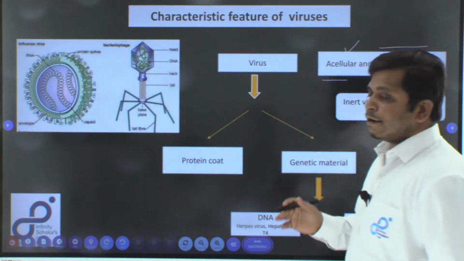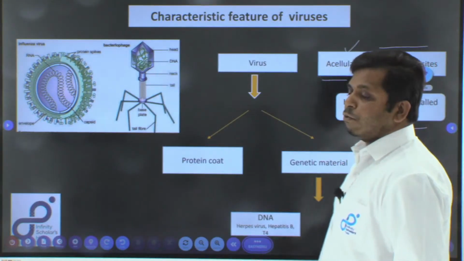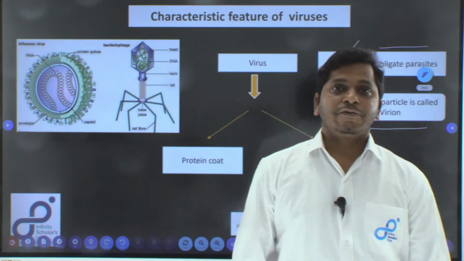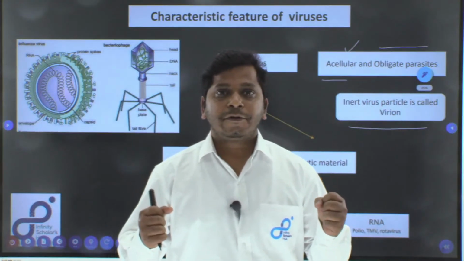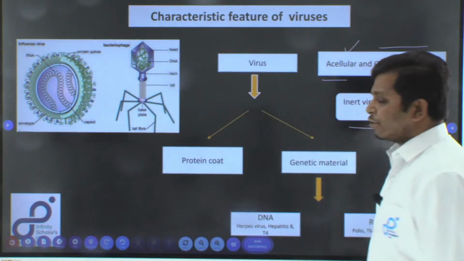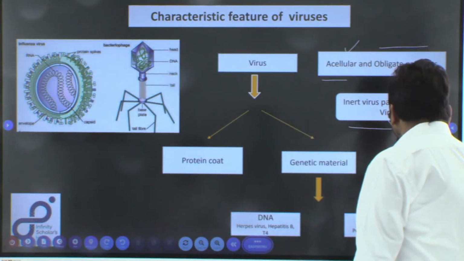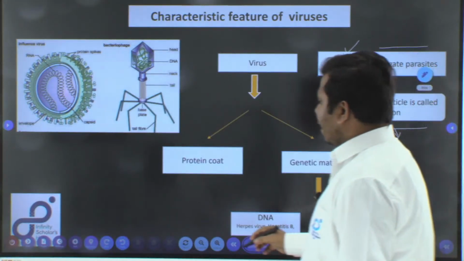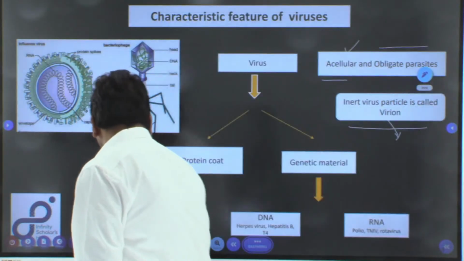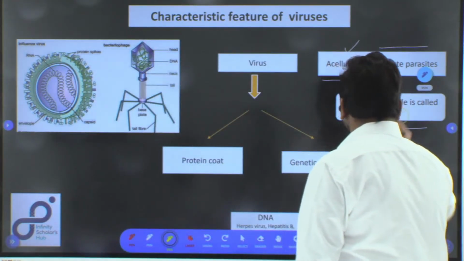And as I said earlier, these viruses are non-living outside the host cell. They are just an inert particle. But as soon as they enter the host cell, they take control of the host cell machinery and try to become active. Outside the host cell, they are not called viruses, they are called virions. This is a very, very important thing that you have to remember, that outside the host cell, they are not called viruses, they are called virions. This is the most important part that you have to remember.